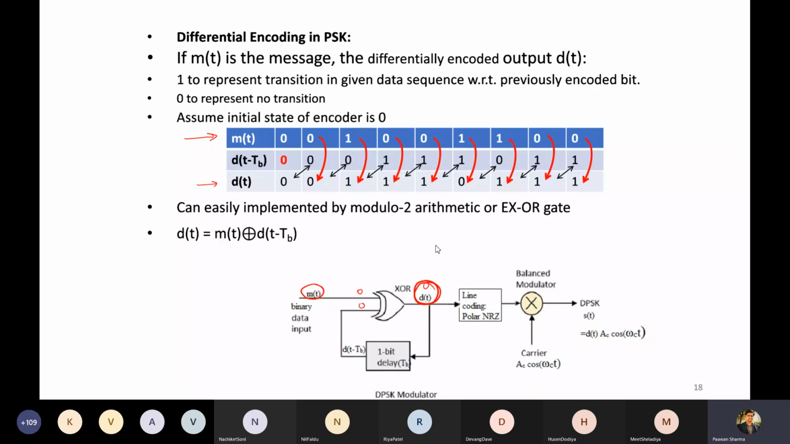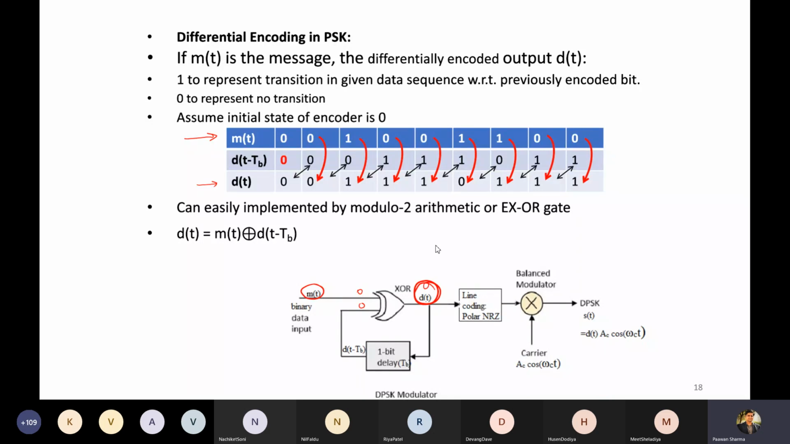So it is easily implemented. This differential PSK is easily implemented by modulo 2 arithmetic. The XOR gate in arithmetic is known as modulo 2 arithmetic, and we are representing the XOR operation as d(t) = m(t) XOR d(t - Tb). Once you get your differentially encoded data d(t), all you require is to perform a BPSK. In BPSK, the input has to be bipolar in nature, so you need a bipolar conversion.